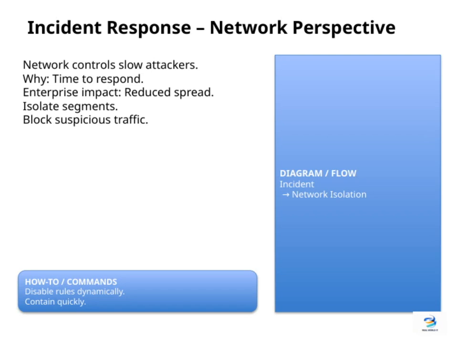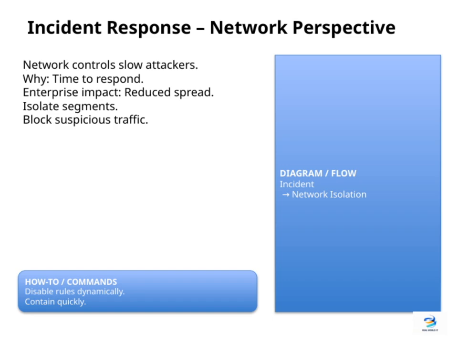Let's take a closer look at this flow diagram, which highlights the key steps in incident response from a network perspective. When an incident occurs, the first critical action is network isolation. This step is essential to contain the threat quickly and prevent it from spreading further. To achieve this, you can disable rules dynamically, which allows for rapid response without waiting for lengthy manual updates.